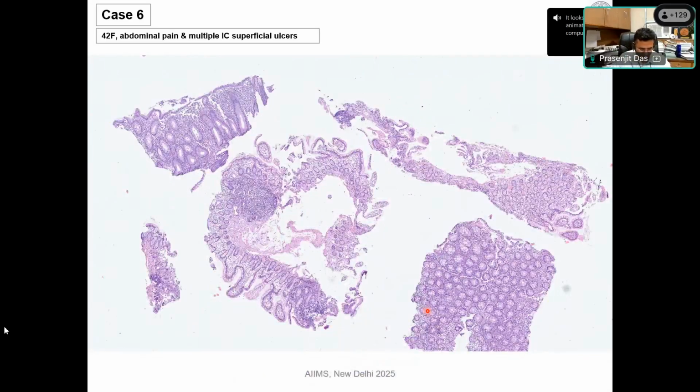Is there any IHC marker to grade activity? No, that is not recommended. Okay. Now case 6.